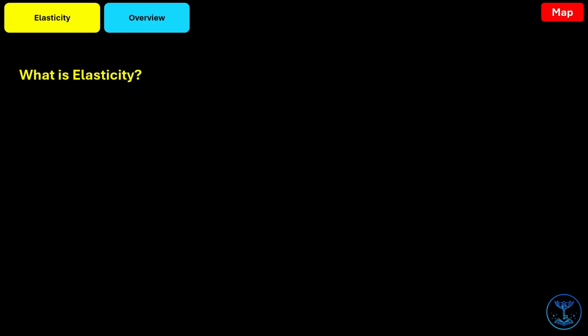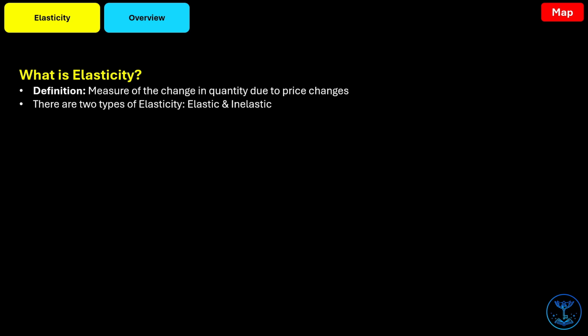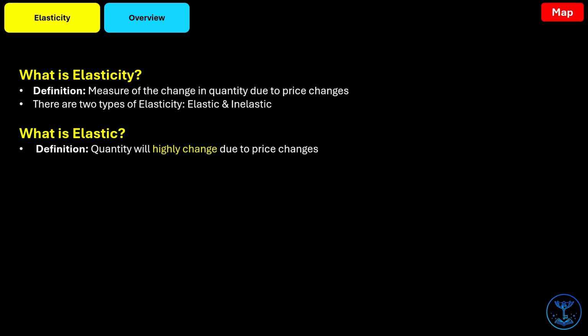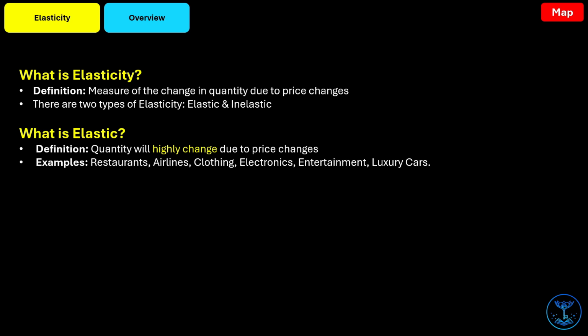All right, so starting with an overview of elasticity. So starting off with, what is elasticity? So the definition, it's a measure of the changing quantity due to price changes. So there are two types of elasticity. We have elastic and inelastic. So let's start with what is elastic. So its definition is that quantity will highly change due to price changes.